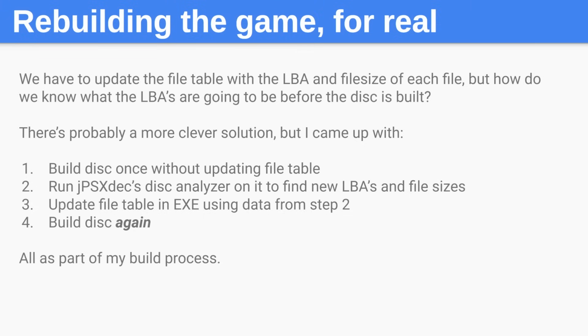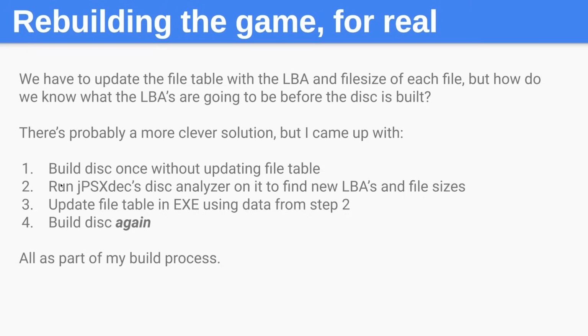When we rebuild the disk, we need to update this table with the new LBAs and the file size for each file. But then there's kind of a problem there. How do we know where the files are going to end up before we have rebuilt the disk? Now, there's probably some clever solution that you can come up with to solve this issue, but here's what I came up with. First, we would just build the disk once without updating the file table.